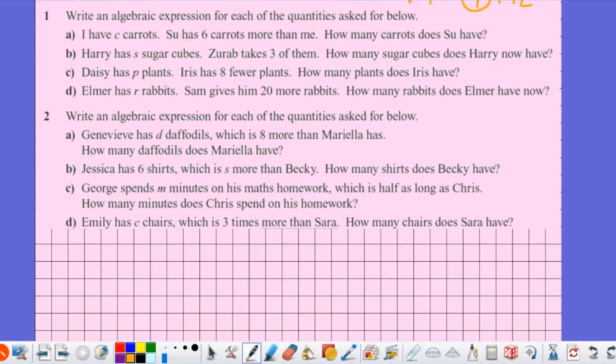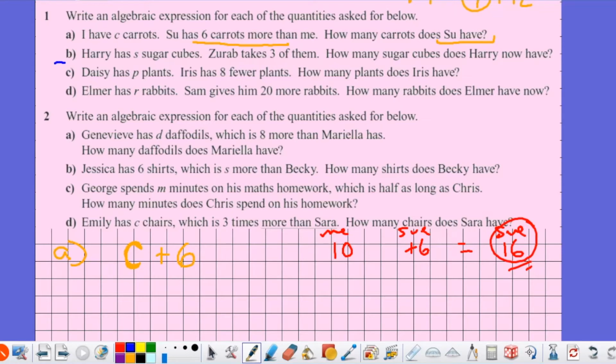So question 1a: I have C carrots. Sue has 6 carrots more than me. So if I had this number and I add 6 carrots more, that is how many Sue has. She has my C carrots, but she has 6 more than I do. So for instance, if I had 10 carrots, Sue has 6 more than me, so Sue would have 16 in total.